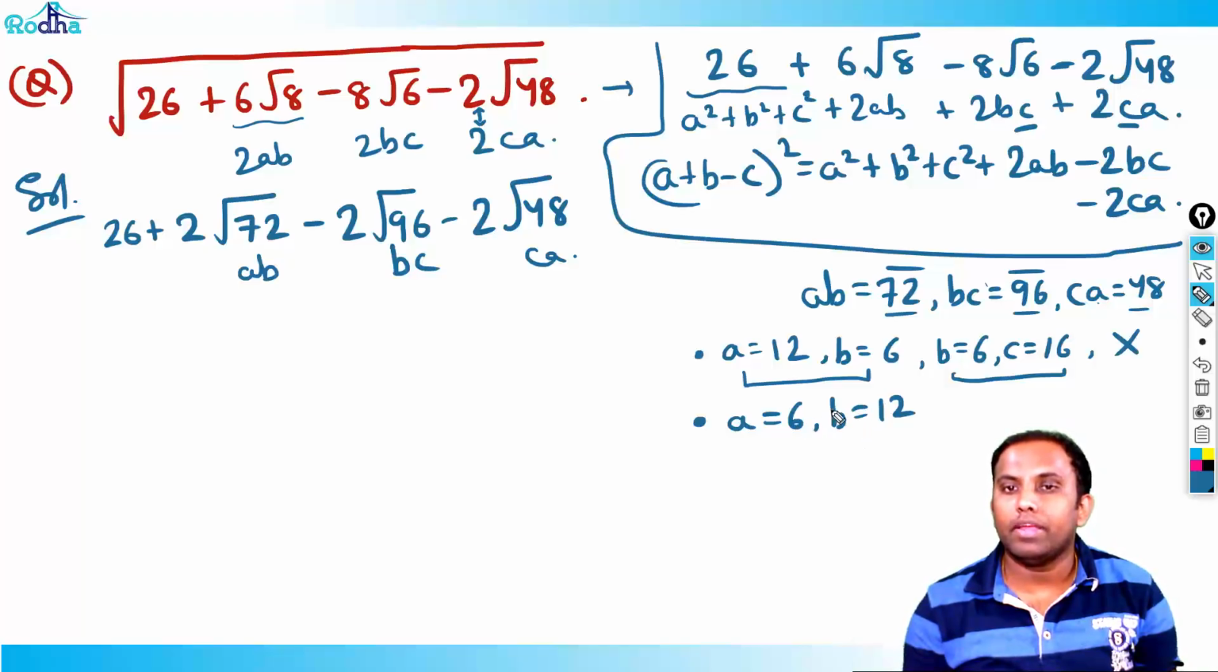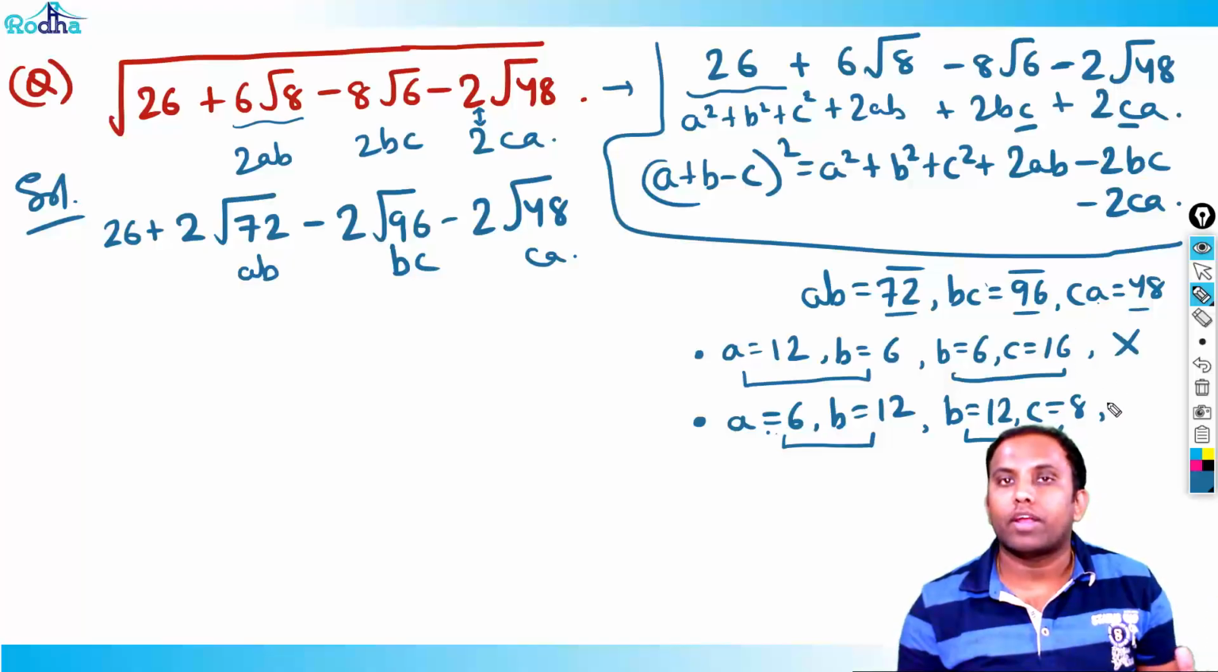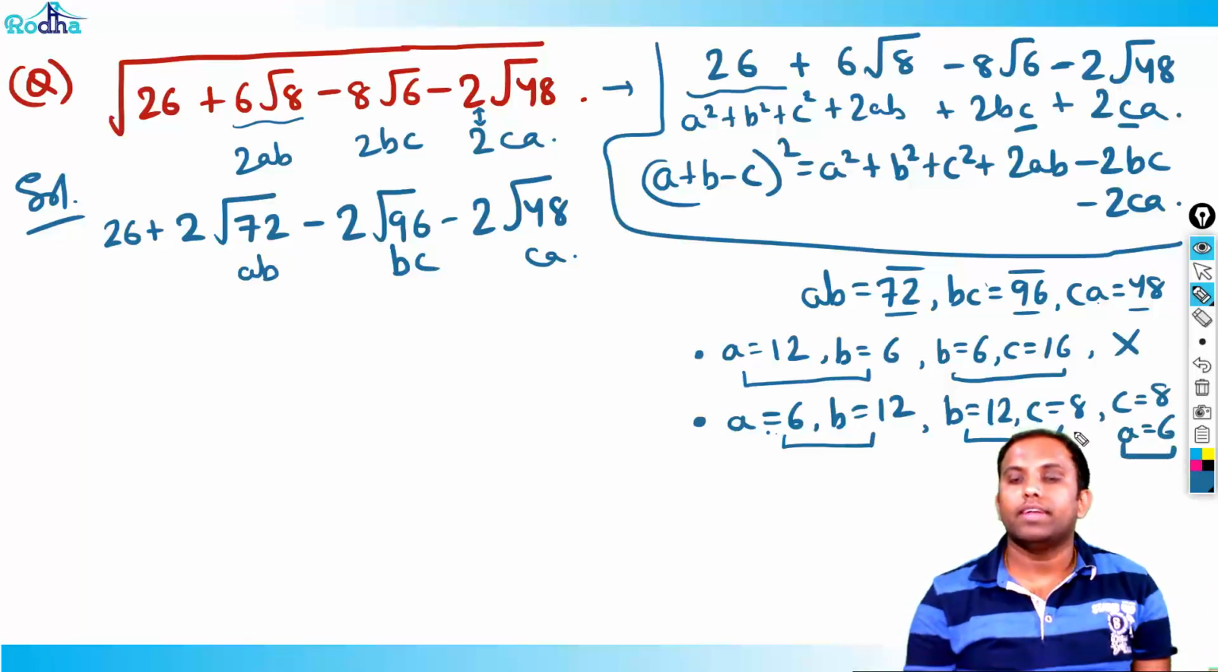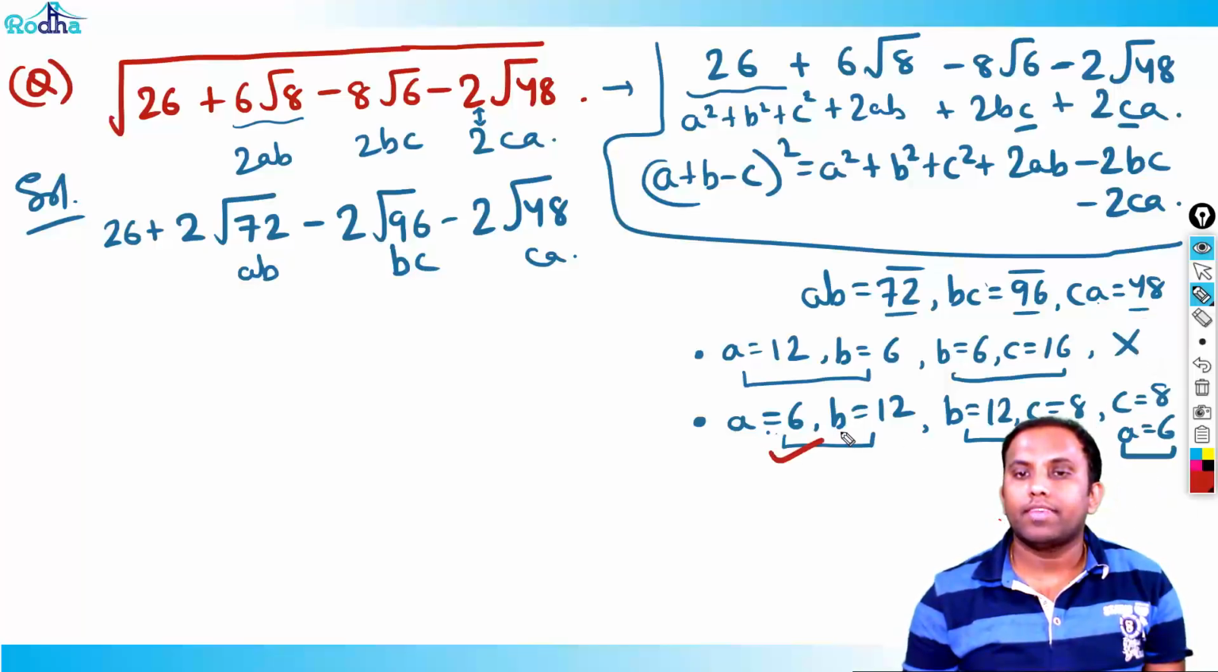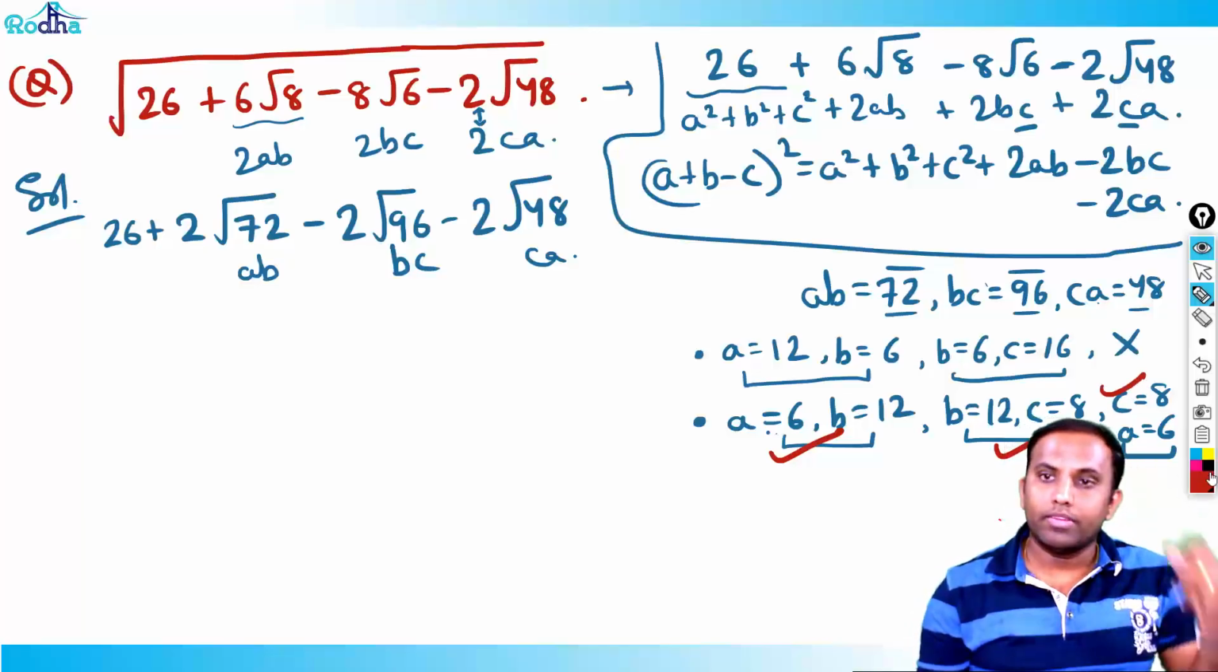If A is 6 and B is 12, it becomes 72. Now if B is 12, BC is 96, so that means C becomes 8. And now if C is 8 and A is 6, then C into A is automatically 48. That means it's satisfied. C is equal to 8 and A equal to 6 satisfied. These are the values, we were searching for this only. A6, B12, B12, C8, and C8, A6. Once it's satisfied, I'll just break it here.